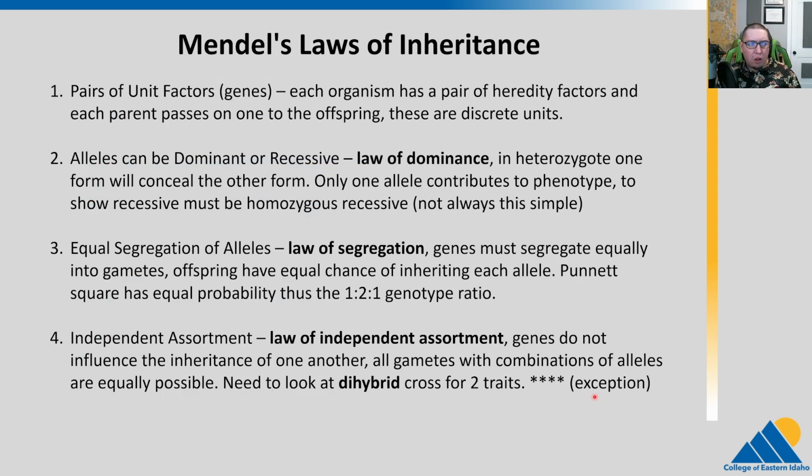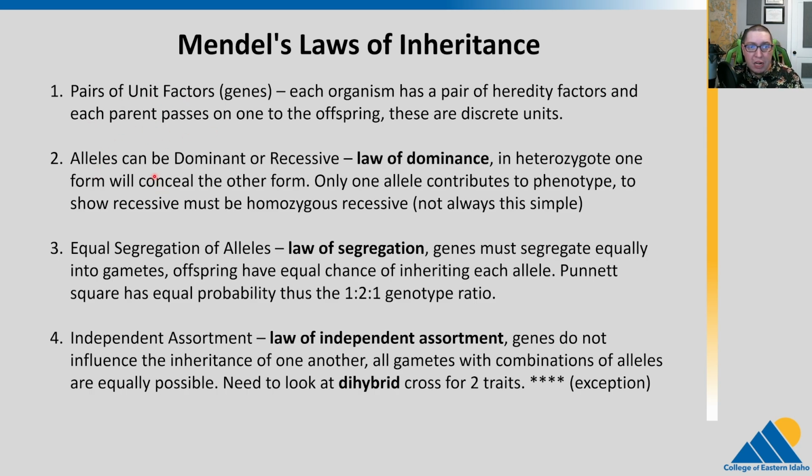So Mendel's laws of inheritance. Well, first off, his first postulate here. There are pairs of unit factors in there. We call these genes. Each organism has a pair of hereditary factors, and each parent passes on one to the offspring. These are discrete units. So we saw that in the genotype, right? There was one allele from one parent, one allele from the other. In the organism, you're diploid, so you have 2 of each of these things. And there are pairs of these alleles or genes in there.